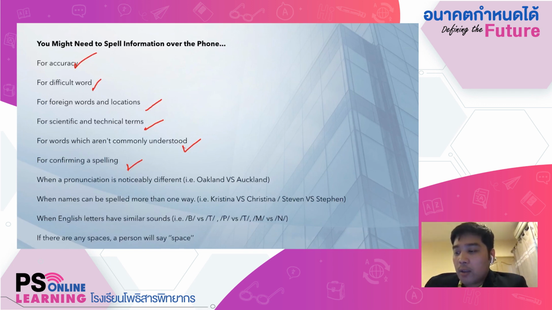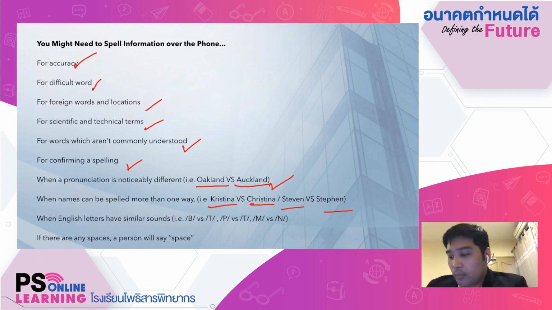When a pronunciation is noticeably different, for example, Oakland and Auckland. These are very different words. Oakland and Auckland are different places, different cities. Also when names can be spelled more than one way, for example, Christina and Kristina, Stephen and Steven.